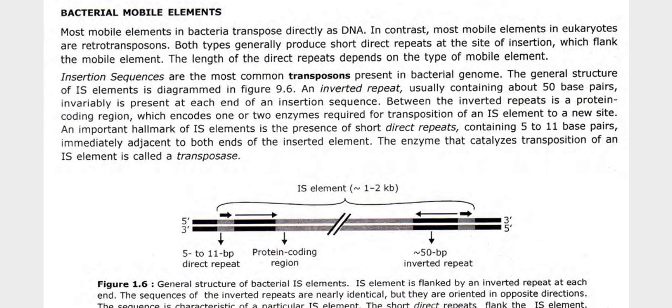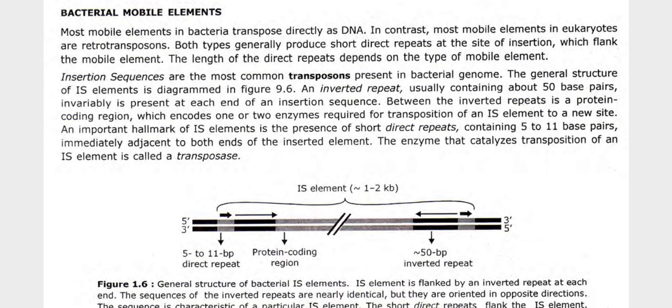The general structure of an IS element is shown. An inverted repeat, usually containing about 50 base pairs, invariably is present at each end of the insertion sequence. Between the inverted repeats is a protein coding region which encodes one or two enzymes required for transposition of the IS element to a new site. An important hallmark of an IS element is the presence of short direct repeats containing 5 to 11 base pairs immediately adjacent to both ends of the inserted element.